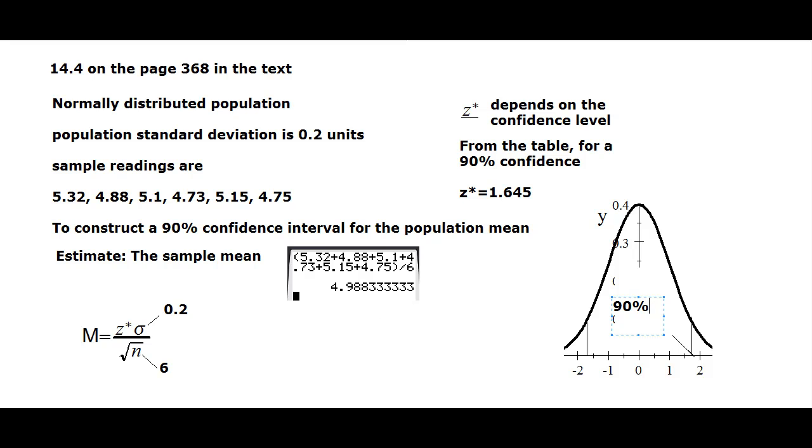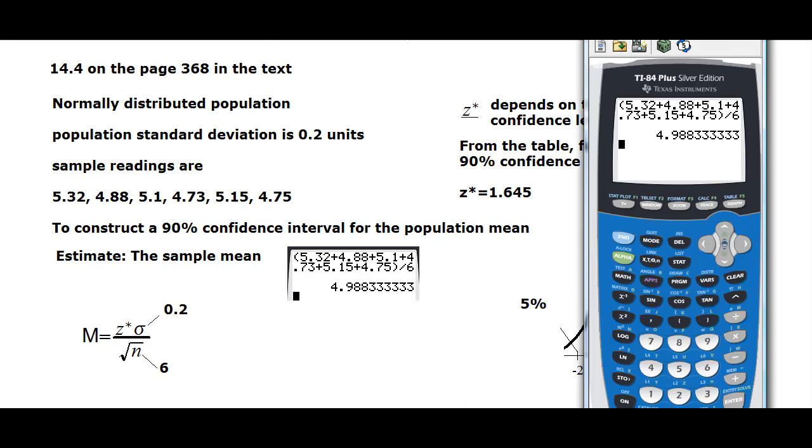So the tail on the left is 5%. So our Z star that we are trying to find, that's the 95th percentile of the standard normal. Everybody clear? Okay. So how do we get the percentiles in our calculator?